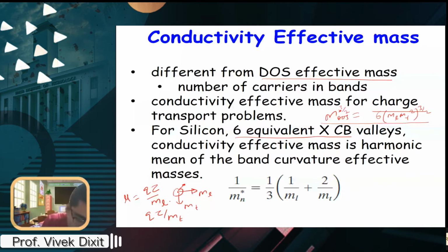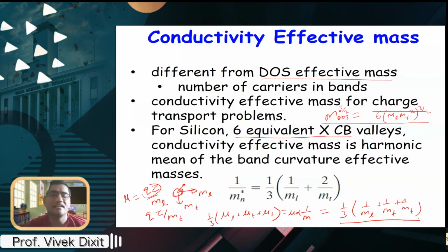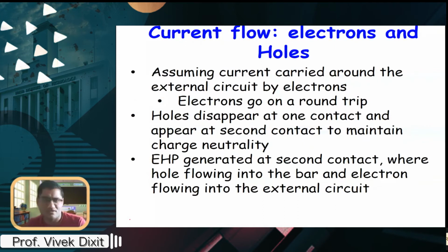Here tau is the same, so you can just write 1 by m. So mu is proportional to 1 by m, which is equal to 1 by 3 times (1 by ml, plus 1 by mt, plus 1 by mt). This will be your conductivity effective mass, and that is basically the harmonic mean. The harmonic mean is nothing but the reciprocal of the arithmetic mean of reciprocals. Is it clear? Now, how does the current actually flow?